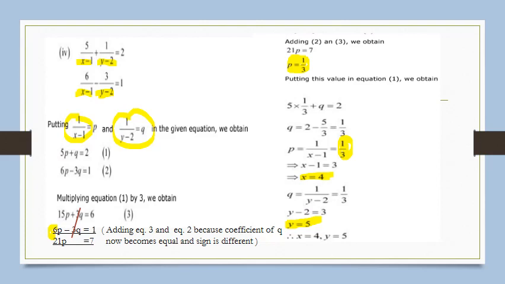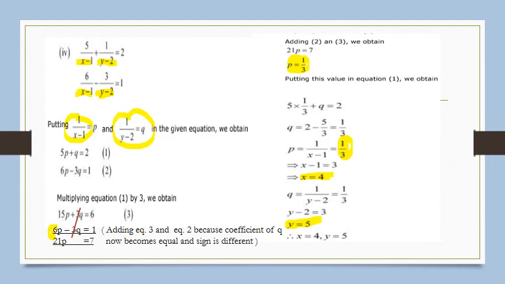Now what will we do? p equals 1 upon x minus 1, so p equals 1 upon 3. If you solve this, you will get x equals 4. And q equals 1 upon y minus 2, which equals 1 upon 3. If you solve this, you will get y equals 5.